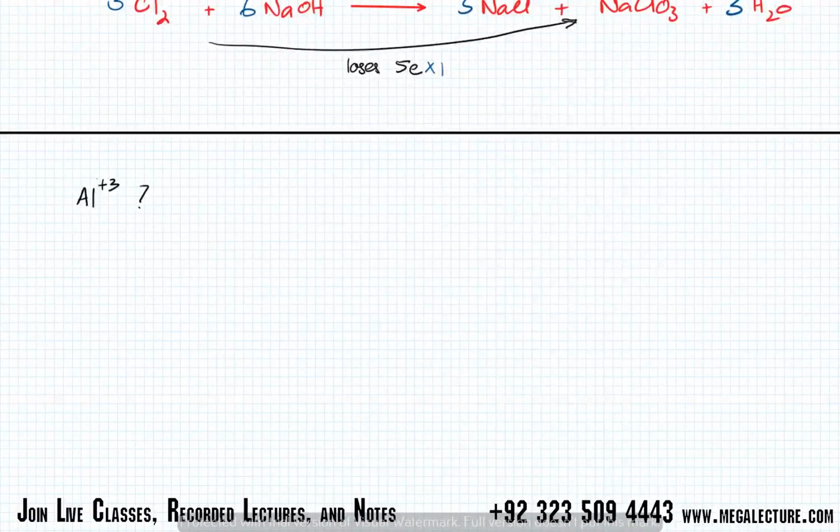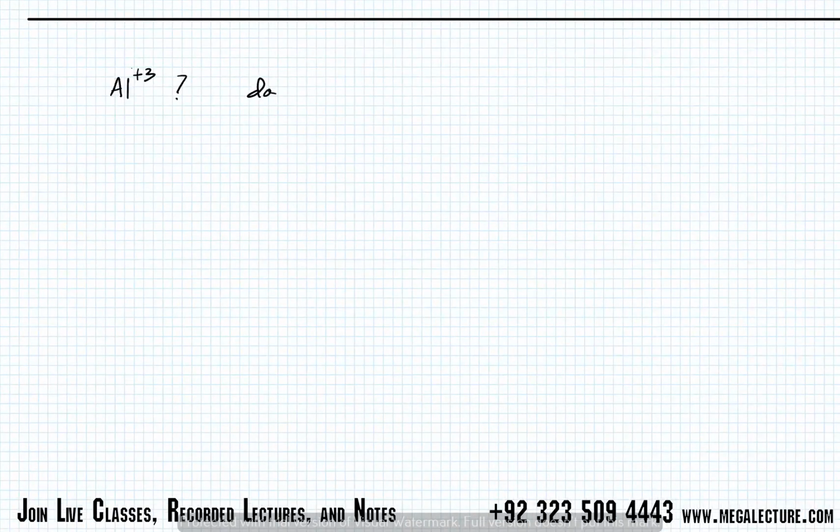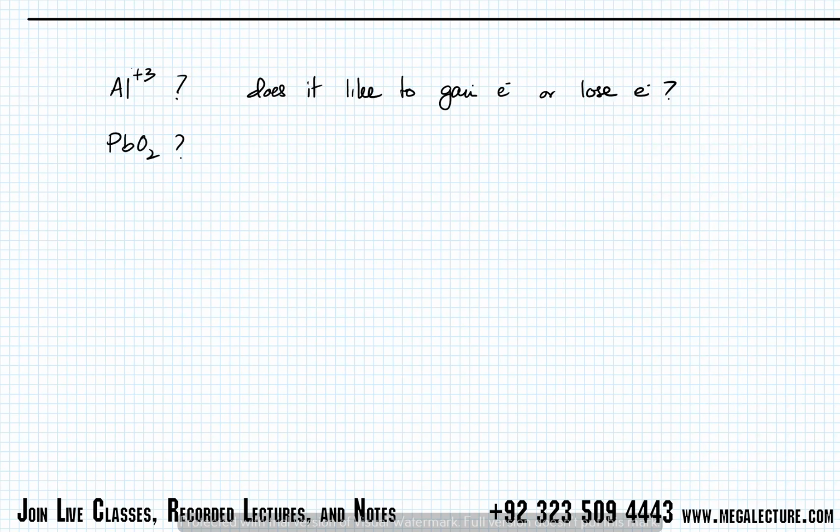So if I tell you that there's Al3+, the question is, does it like to gain electrons or lose electrons? If it likes to gain electrons, then is it a strong reducing agent? If something gains electrons, that's an oxidizing agent, right? So if it likes to gain electrons, is it a strong oxidizing agent? Does it really like to gain electrons, or does it just barely gain electrons? So for every element, every compound, I need to figure out what it really wants to do. Like if I tell you I've got PbO2, again the same question: what does it want to do? Does it like to gain electrons, or does it like to lose electrons, right?